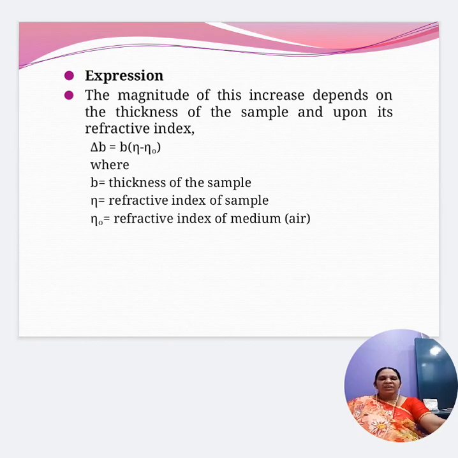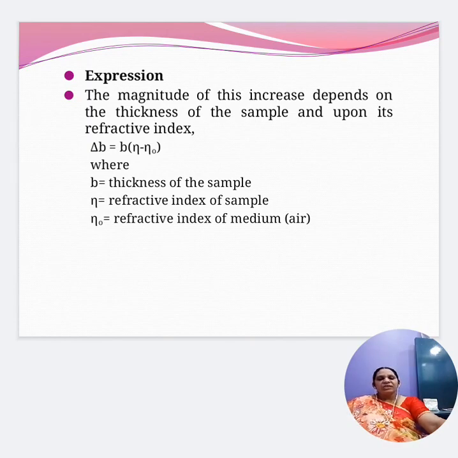Sample and its refractive index, and is given by the relation delta B is equal to B into (nu minus nu naught), where B is the thickness of the sample, nu is the refractive index of the sample, and nu naught is the refractive index of the medium. Initially it is air. Air's refractive index is 1. So this is how you are going to find out the refractive index of the sample.